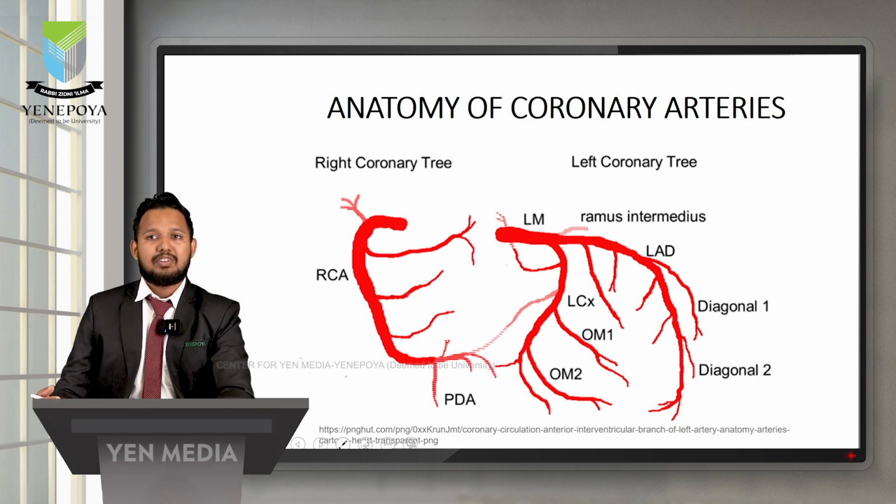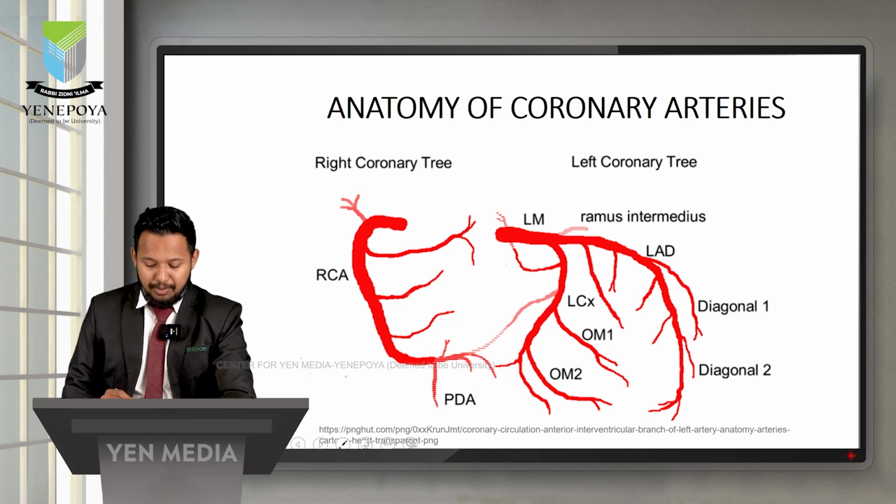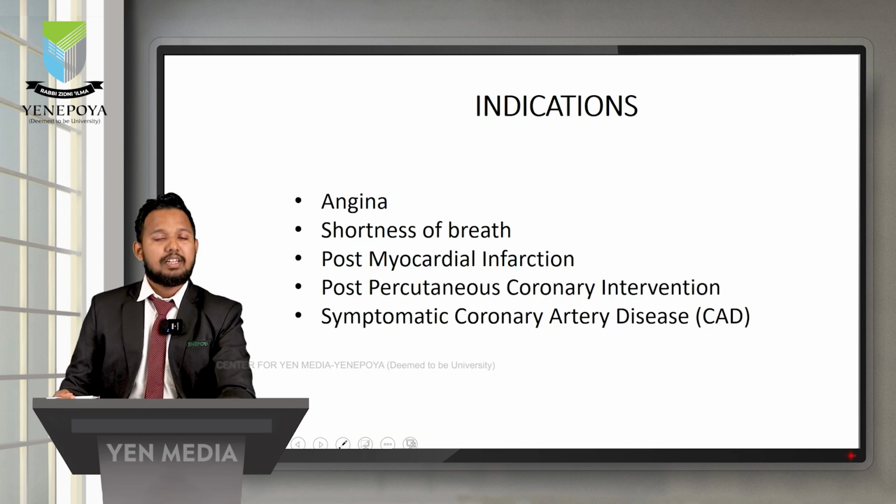The right and left coronary arteries arise from the aortic sinus. Furthermore, the right coronary artery divides into posterior descending artery, conus branches and marginal arteries, and the left main coronary artery divides into left circumflex artery and left anterior descending artery. The left circumflex artery divides into obtuse marginal branches and the left anterior descending artery divides into diagonal branches.